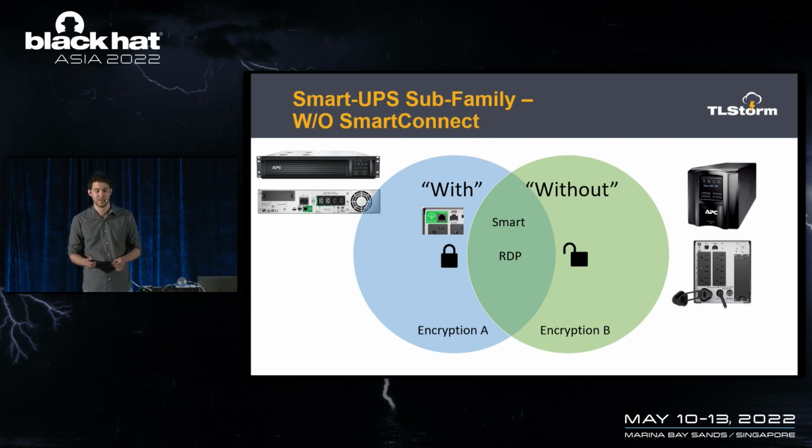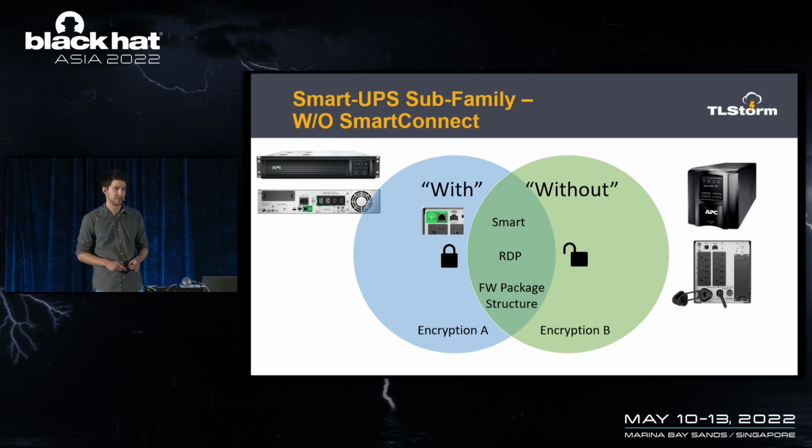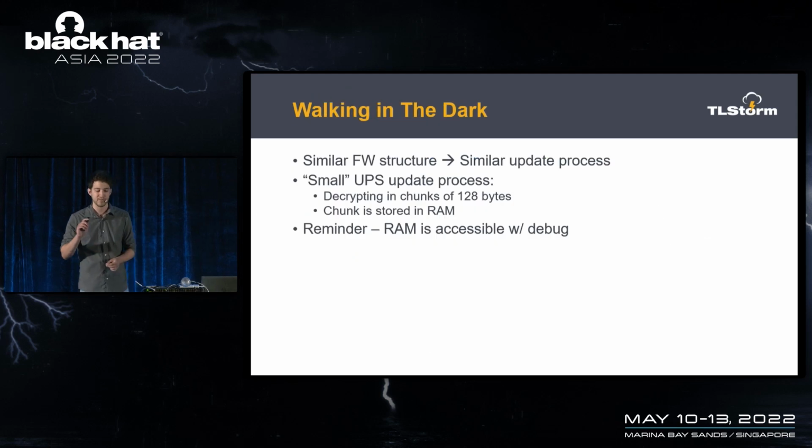The last clue we found is that they have a similar firmware package structure, which was a big hint, as you'll shortly see. We figured a similar firmware structure means a similar update process. So we took a look at the update process of the small UPS. It decrypts the firmware chunk by chunk, each time storing the decrypted chunk in memory. And remember, we can take a peek at the RAM of the original firmware. So we deduced the address of the decrypted buffer chunk in the original firmware's RAM and found it.